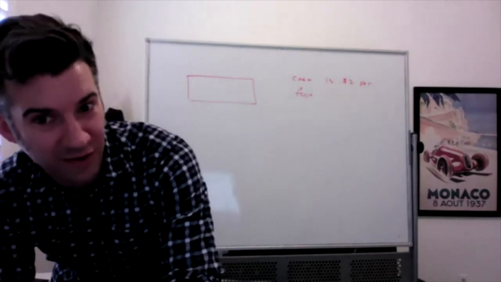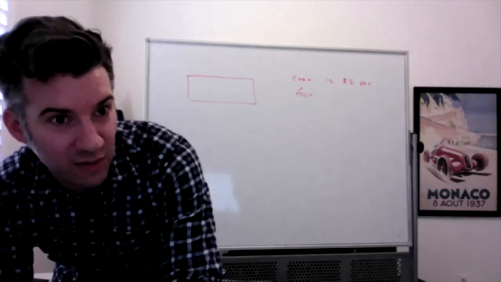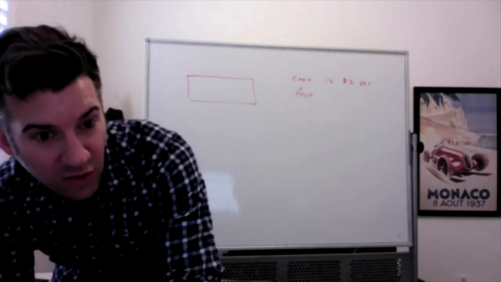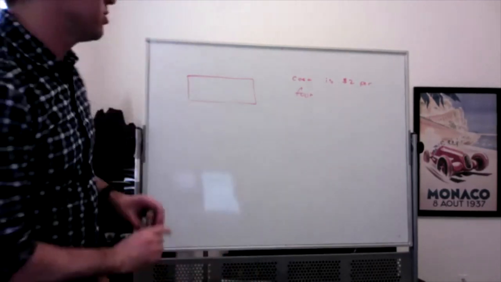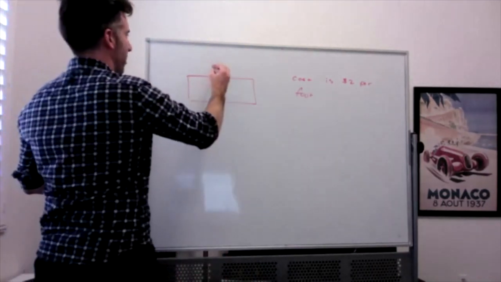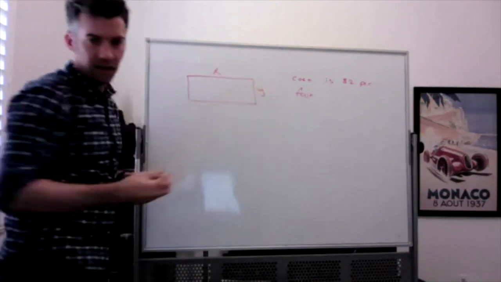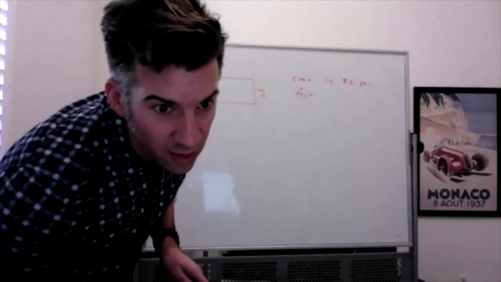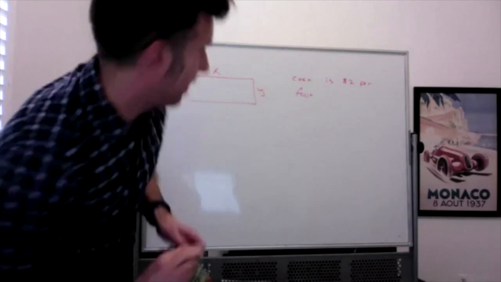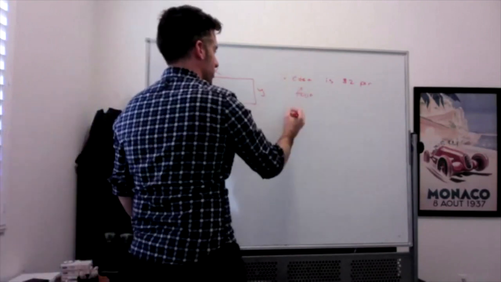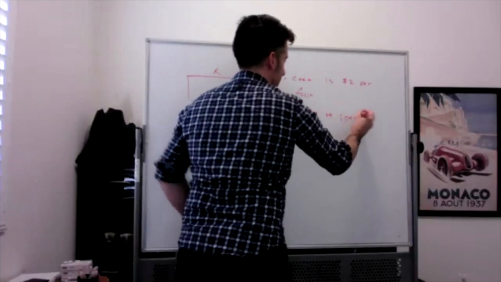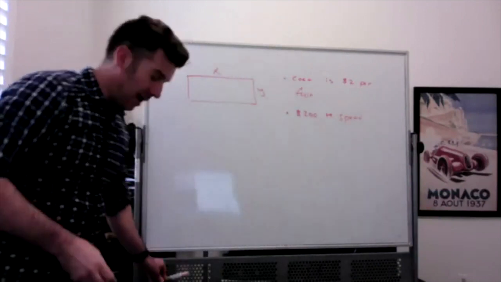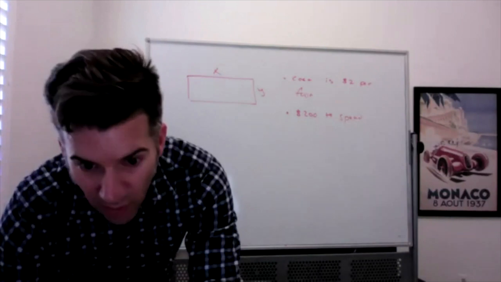How about you guys work on this problem? This is the pre-16 midterm 1 review, problem 16 if you want to go look at it. But I'll say the cost is $2 per foot. I'm going to call this x and this y, and I have $200. You guys work on that. I'm going to go use the restroom and I'll be right back.